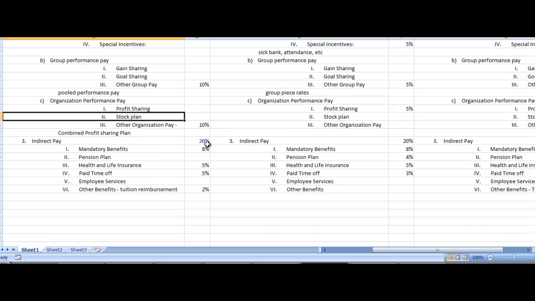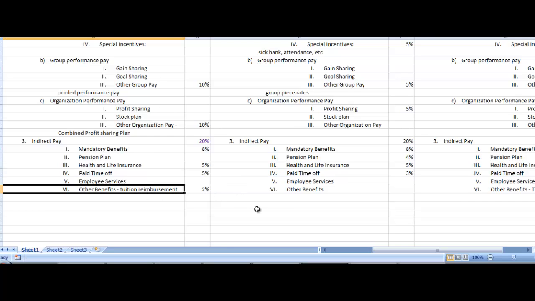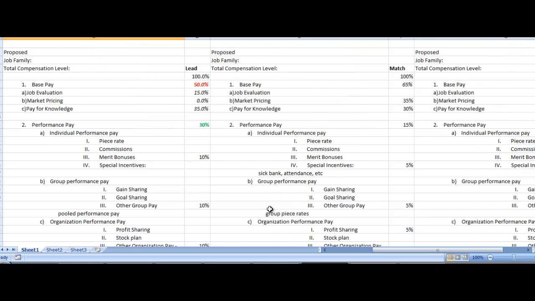Now, for indirect pay, she decided that's going to be 20%. How she was going to split it up? She decided that she would split up her indirect pay 8% to mandatory benefits like CPP, for example, health and life insurance, paid time off, and other benefits. She decided to include tuition reimbursement. That may or may not be appropriate, but that's an example.